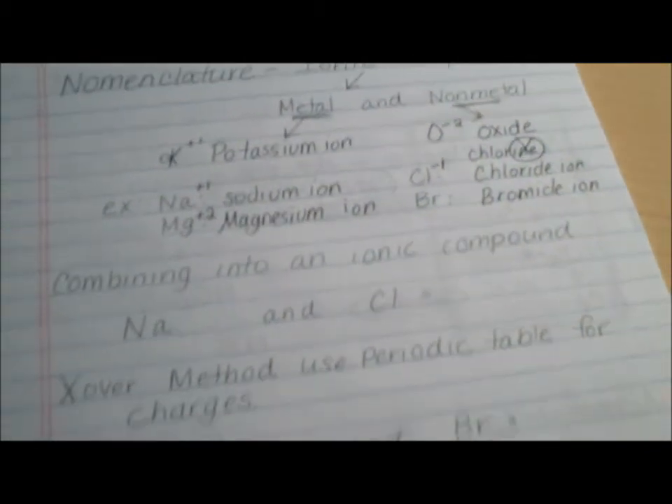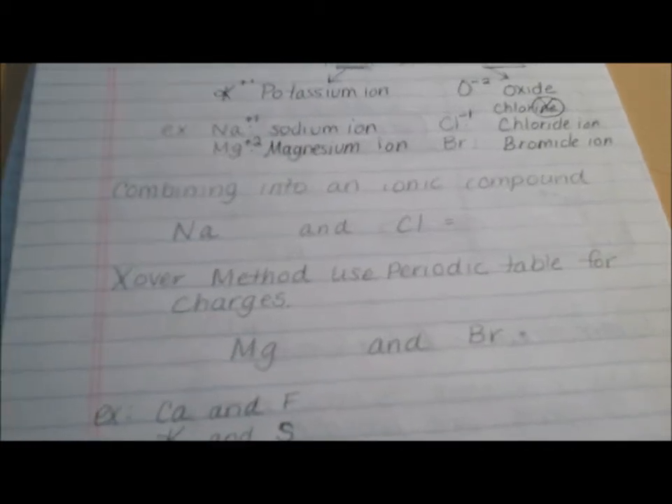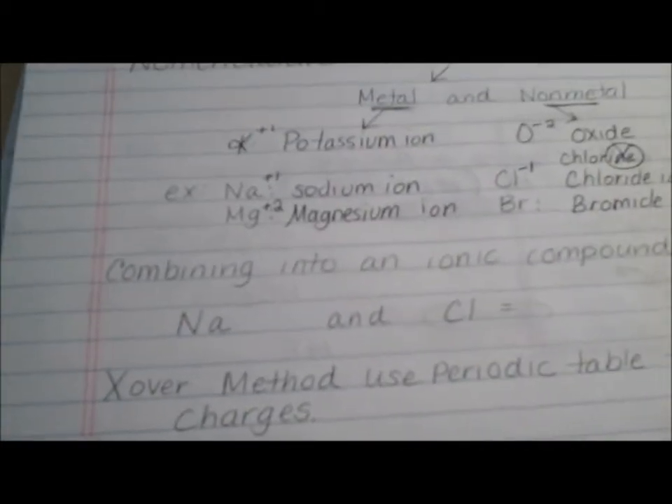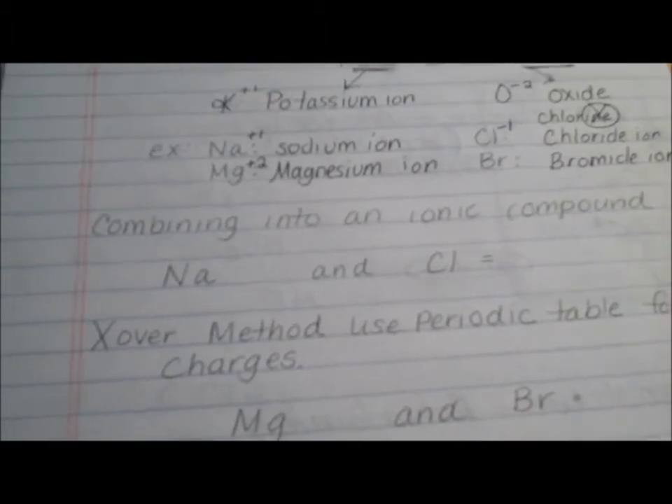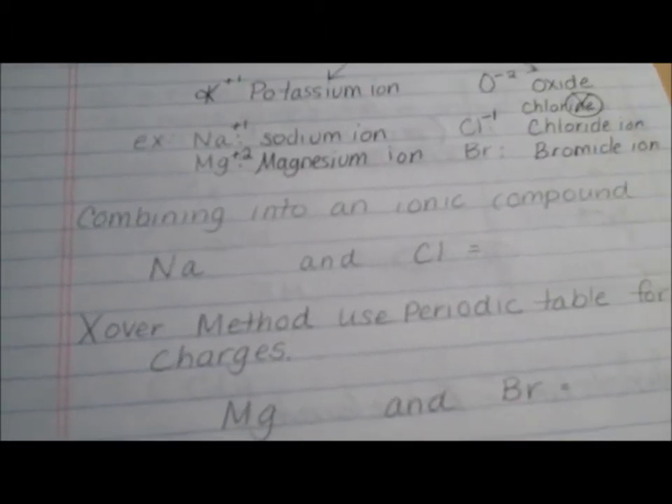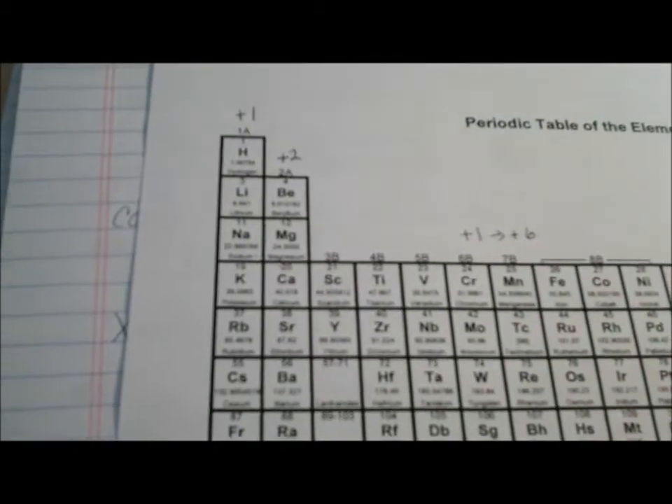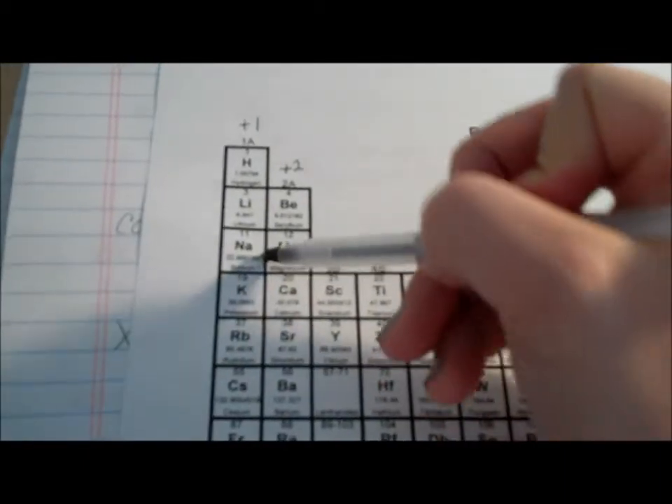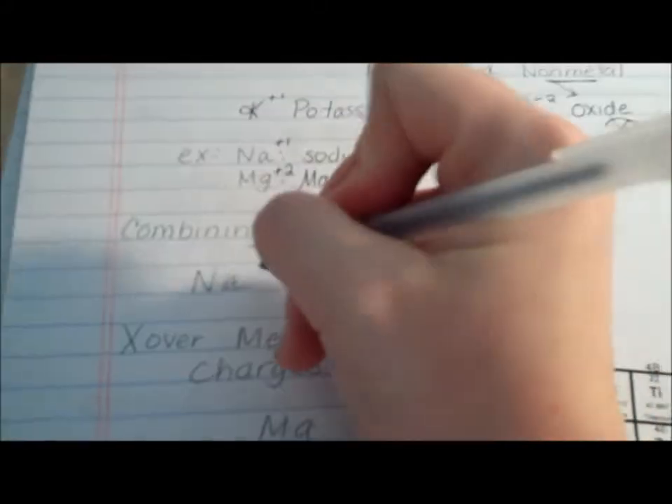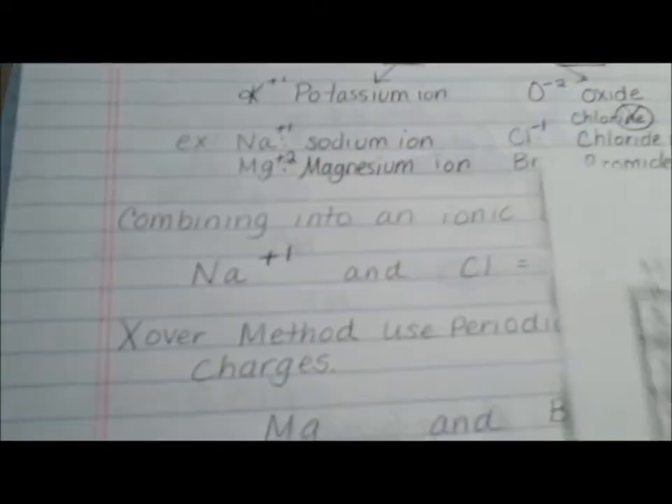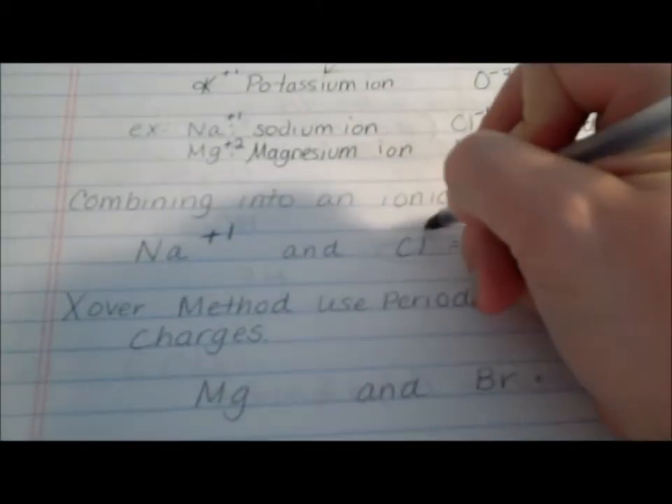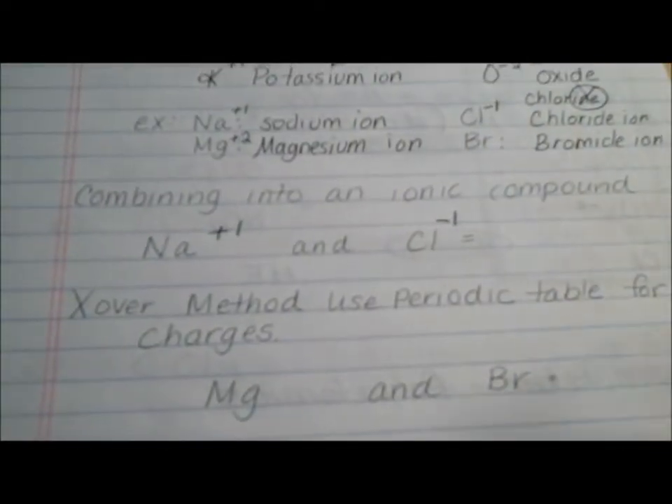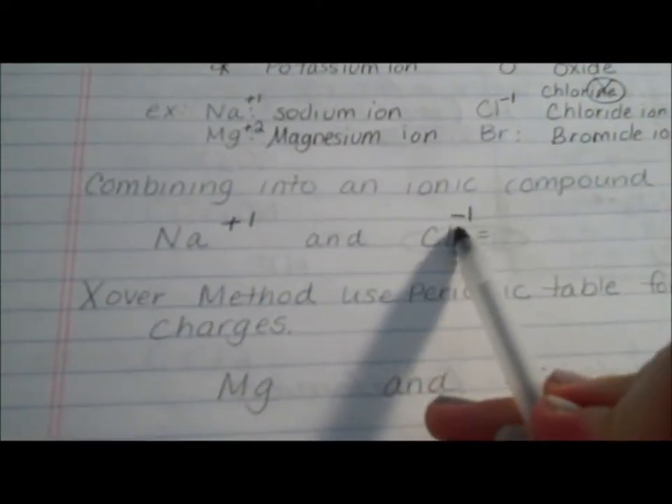Now, nomenclature is the naming system. So we're going to start combining our metals and nonmetals to make an ionic compound. Now, the charges become important because we're going to learn the crossover method. So let's find Na again on our periodic table. We found Na, it has a +1, so I'm going to put it right next to it here. And Cl, all the way on our right, has a -1 charge, which we already can notice is that we're going to have a 1-to-1 ratio between our two charges.